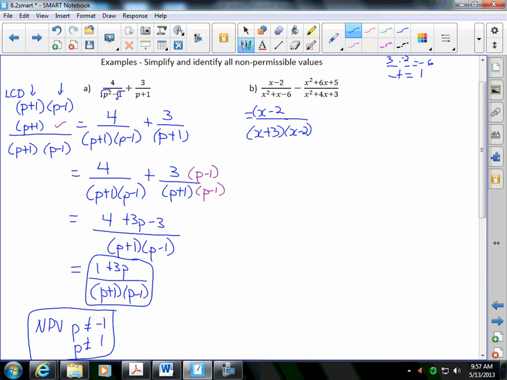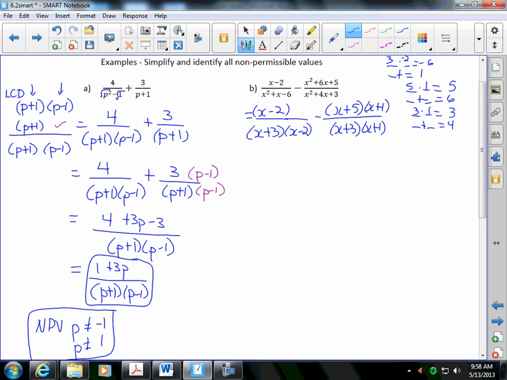So you've probably recognized already that I have a common thing there, x minus 2 times x minus 2. But I'm not canceling them yet. I need to find my common denominator before I can cancel. X squared plus 6x plus 5, so I need something times something equals 5, and we'll add to 6, so that is a 5 and a 1. So x plus 5 times x plus 1. And then the last one will be something times something equals 3 and adds to 4, so that is 3 and 1. So x plus 3 times x plus 1.